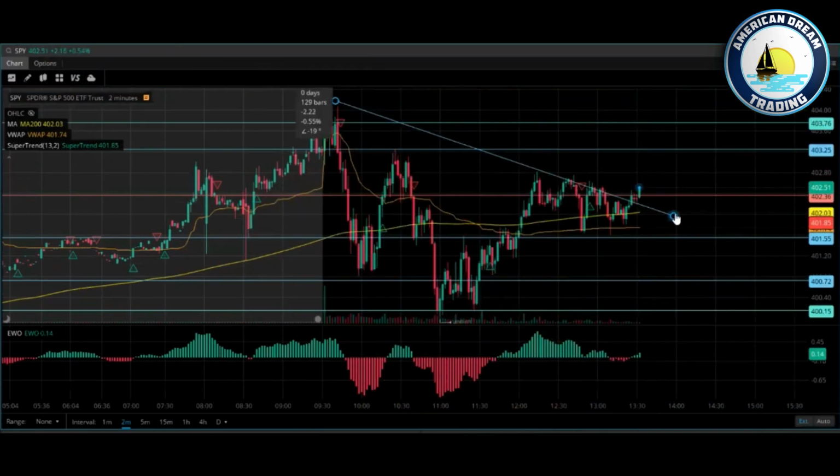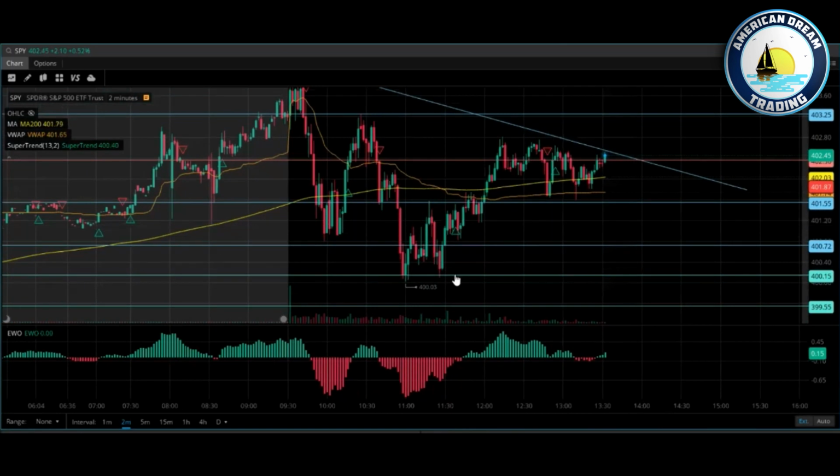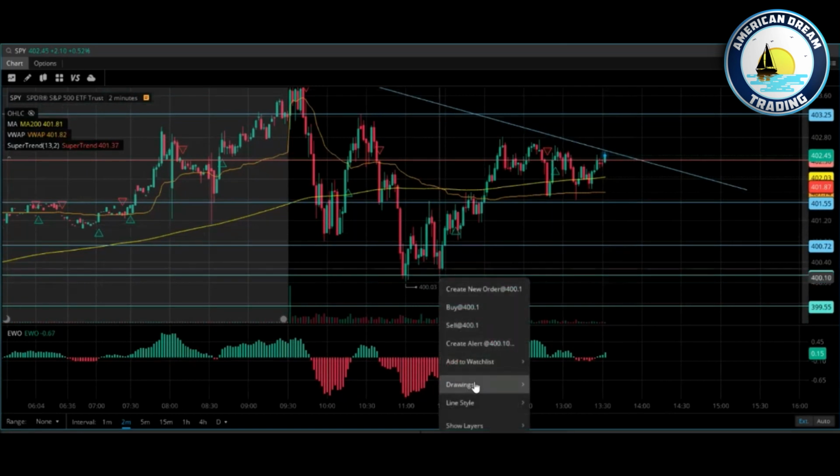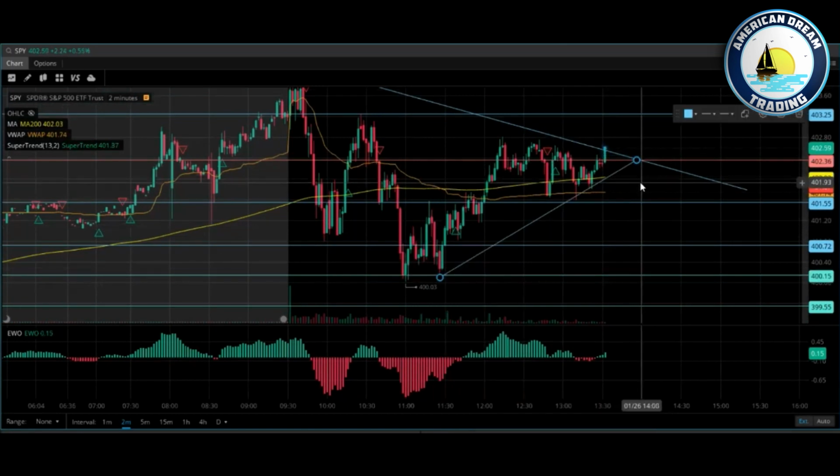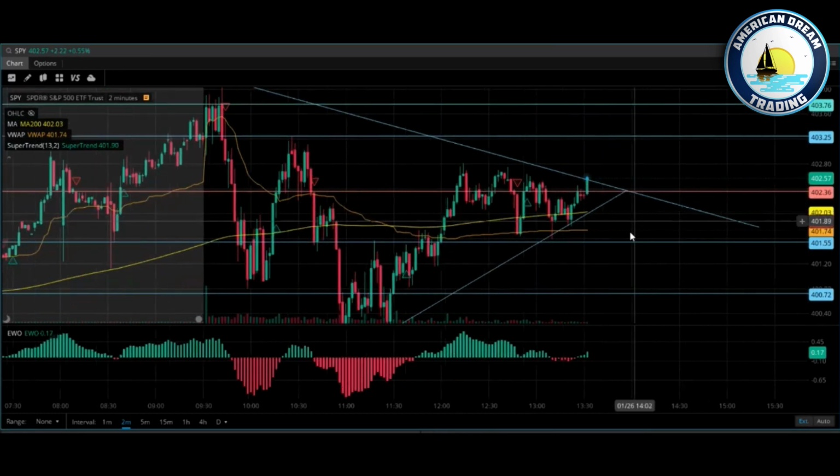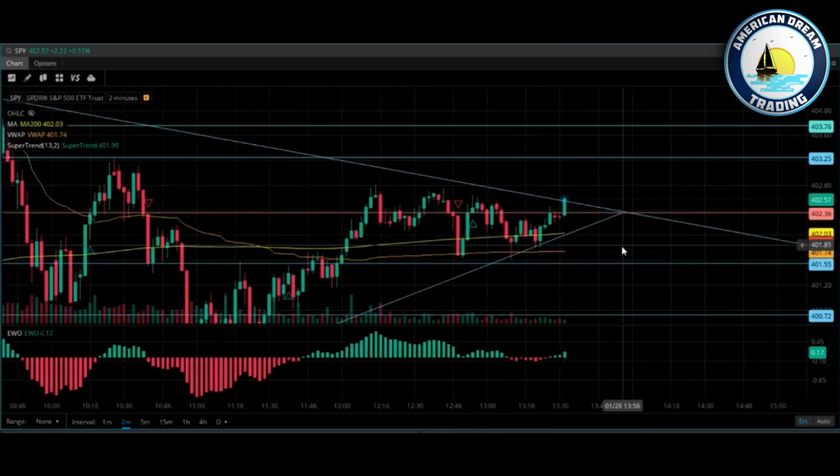Remember to always draw your trend lines. It really, all it's doing is mentally helping you get a quick visual on what it's doing. We're going to draw this together. You see this right there? That's what it's doing. Look at the breakout. You see the breakout? That's what it's doing right now.